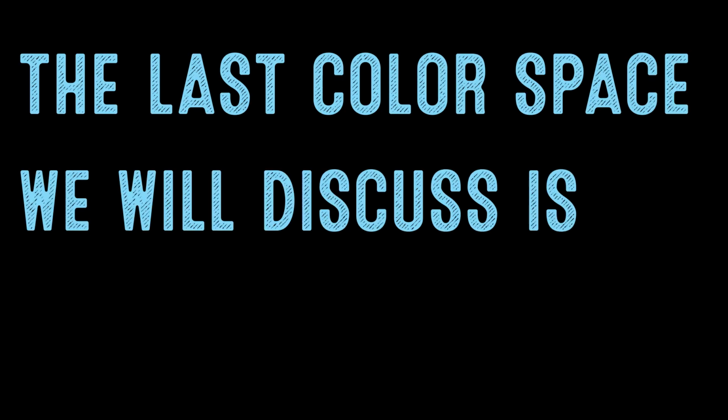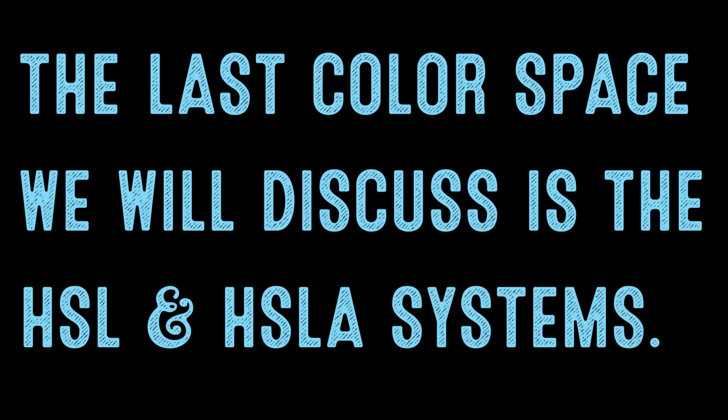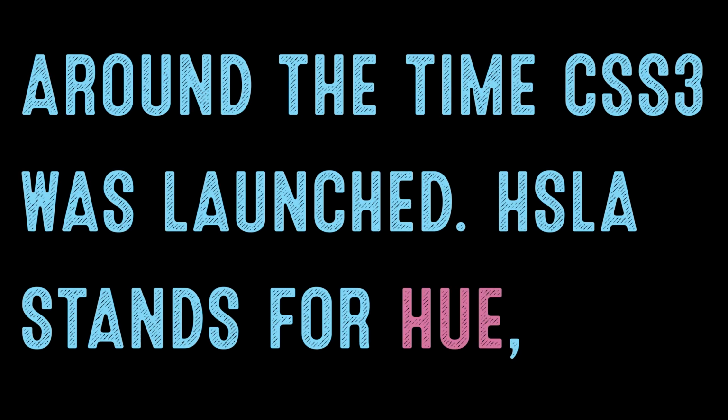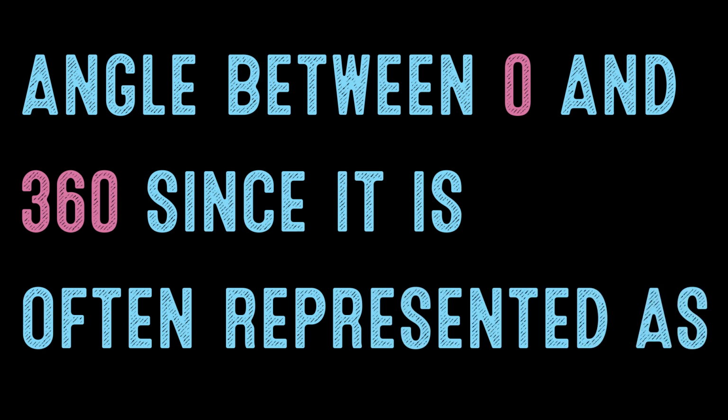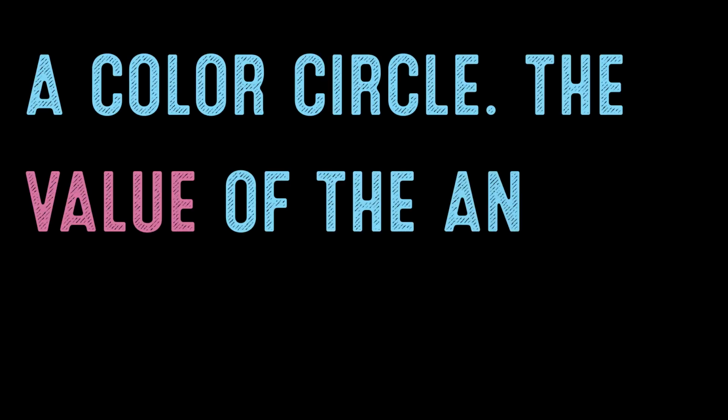The last color space we will discuss is the HSL and HSLA systems. It was introduced as an alternative way to specify colors around the time CSS3 was launched. HSLA stands for hue, saturation, lightness, and alpha. Hue is expressed as an angle between 0 and 360 since it is often represented as a color circle. The angle corresponds to a color.